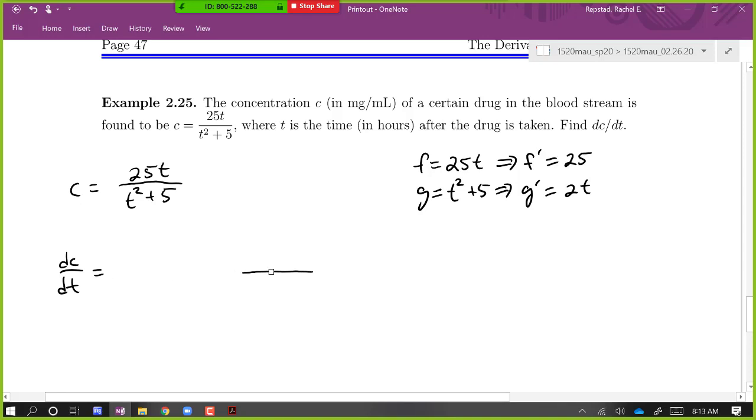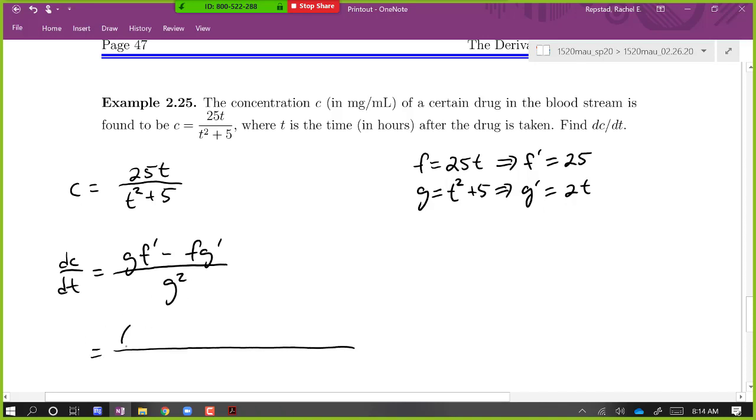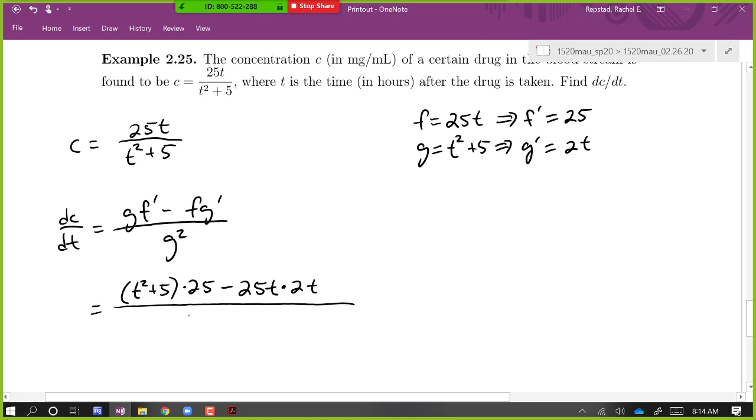Oh, whoops. Don't need that one quite so big right here. The quotient rule goes gf prime minus fg prime all over g squared. So now we'll fill things in. g times f prime, so that's t squared plus 5 times 25, minus f times g prime, 25t times 2t. This is all divided by the square of the g function, so t squared plus 5 squared.